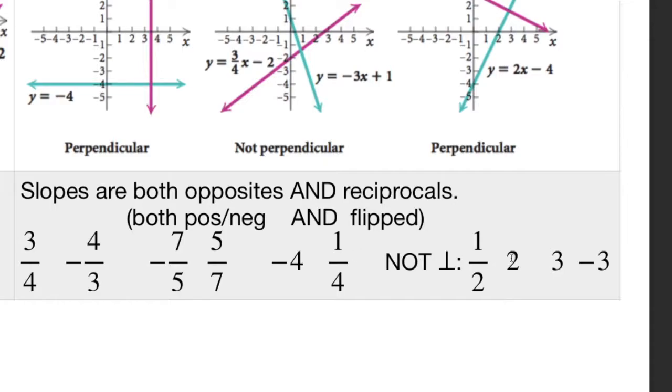Here are some examples that are not. And why are these not going to create perpendicular lines? Because the slopes, although they might be reciprocals, that's great, 1/2 and 2, you are lacking a negative slope. One has to be positive and one has to be negative. Here, one is positive, one is negative, but they're not reciprocals, so therefore they're not going to be perpendicular slopes.